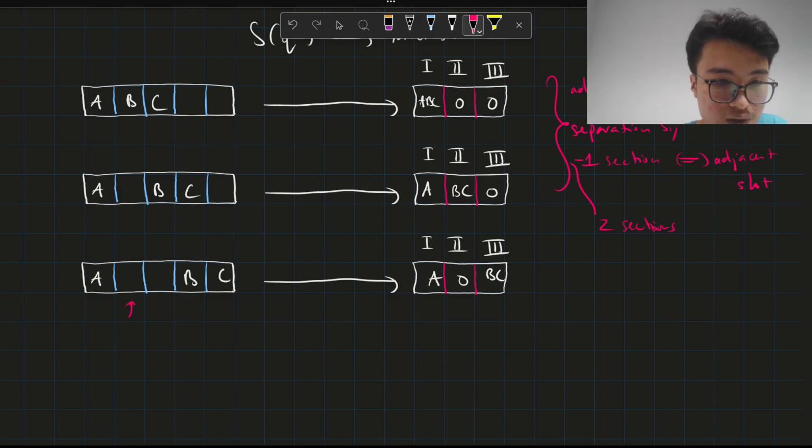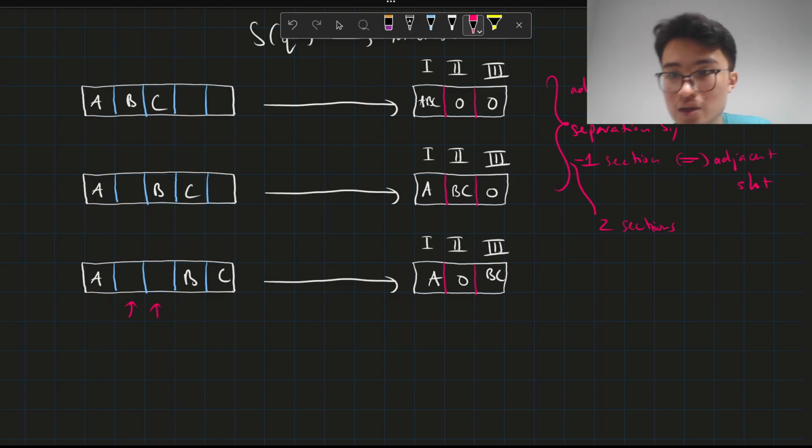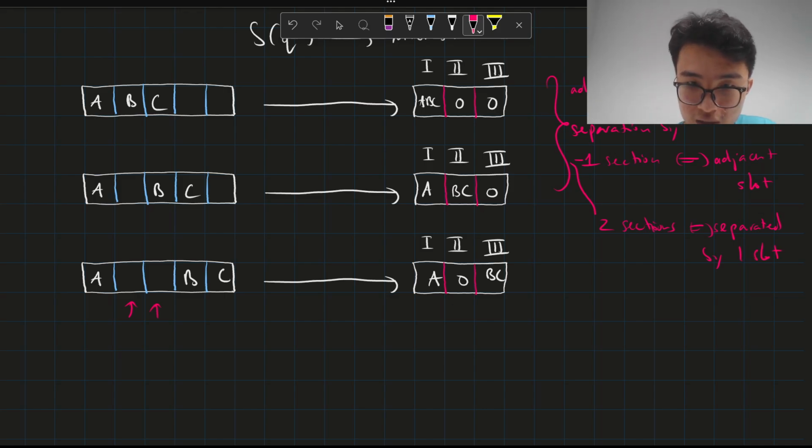And separation by 2 sections. In this case, we have two empty sections here. Then what does that mean? It means separated by 1 slot, right? Because in this microstate, slot number 1 has A, and then slot number 2 has no one. Separated by 1 slot, and then slot number 3 has BC. I think you know where this is going.